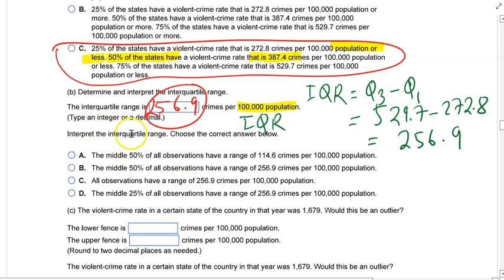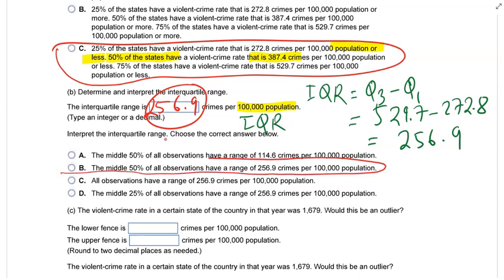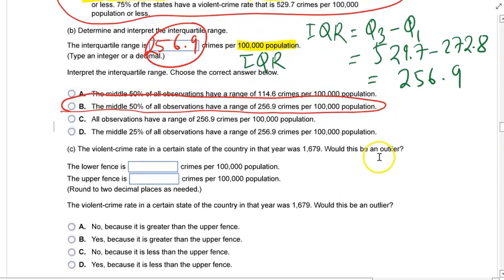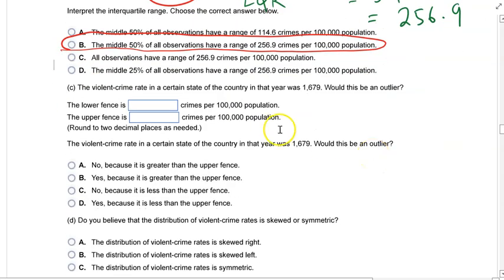What's the interpretation of the interquartile range? That is, the middle 50% of the observations have a range equal to the interquartile range. In other words, the middle 50% of all observations have a range of 256.9 crimes per 100,000 population. Okay, now the next question is to find the upper fence and lower fence for part C.